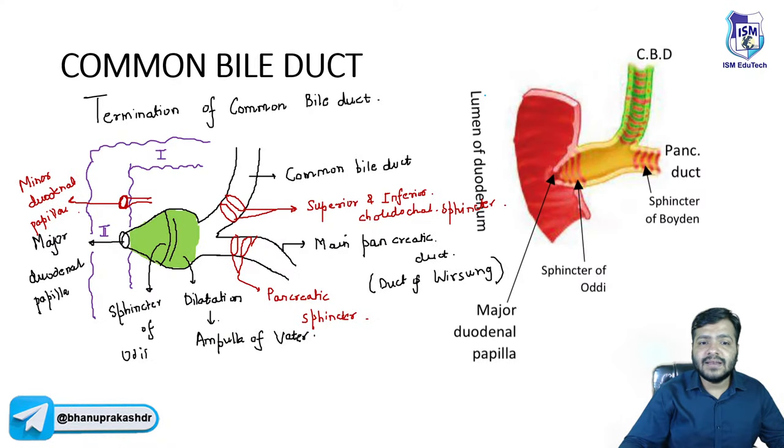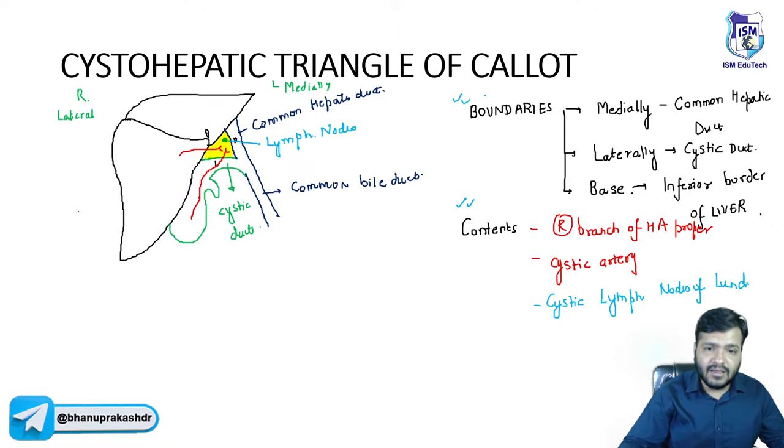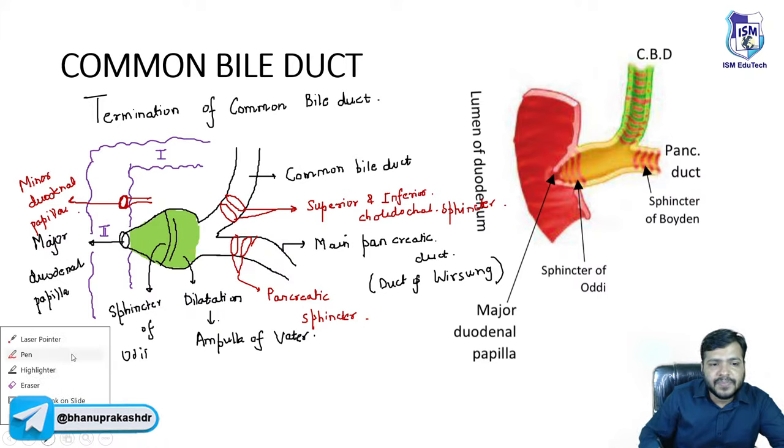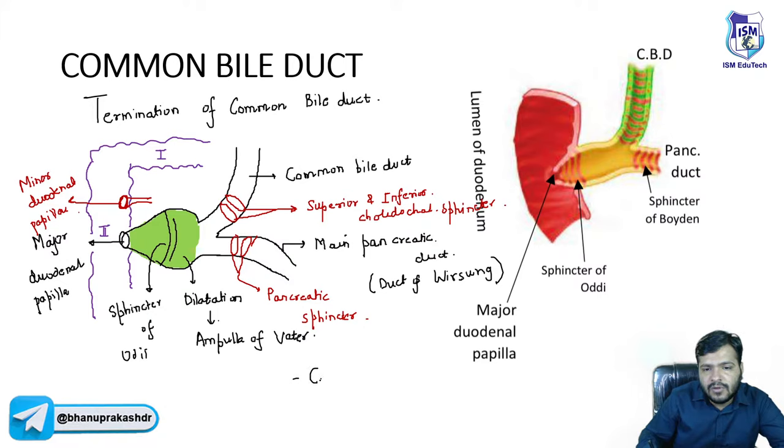For the common bile duct, you should also remember the arteries, beta. What are the arteries that are supplying the common bile duct? Quickly tell me once in the chat box. So for the common bile duct, you should also remember the arteries.